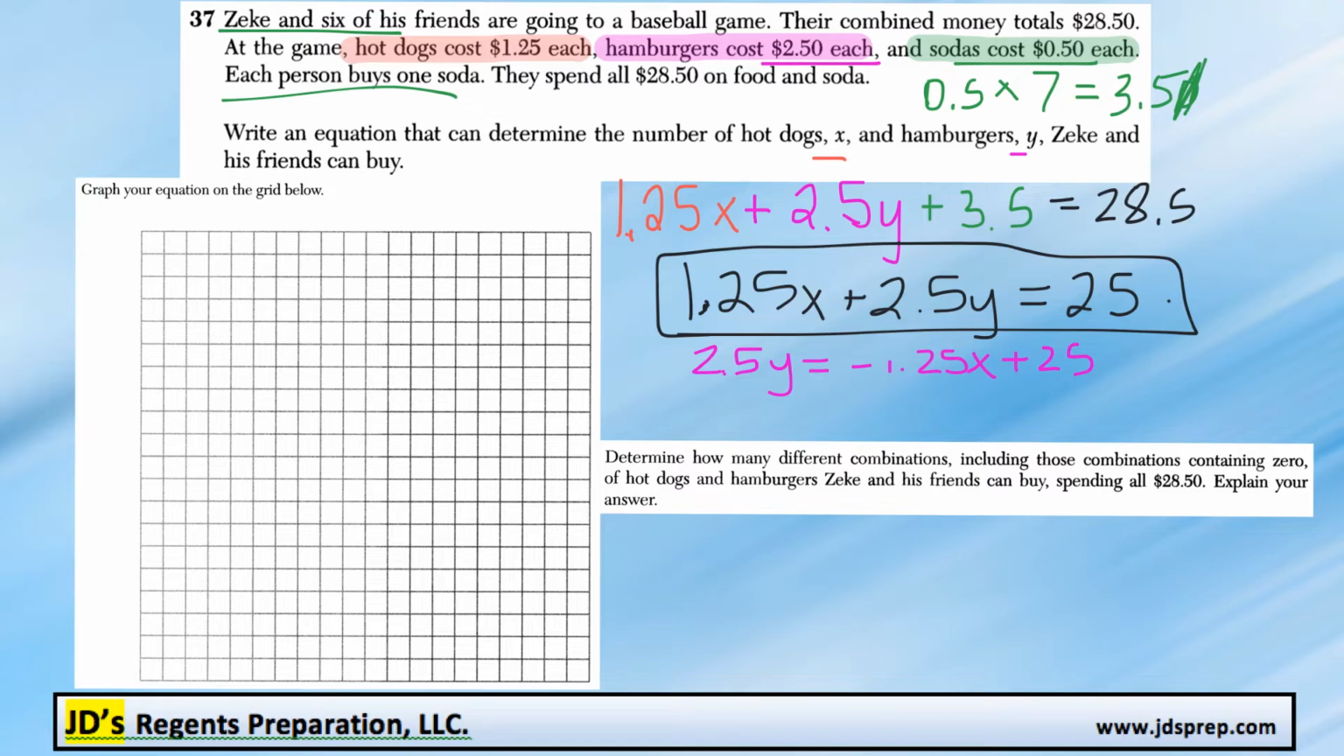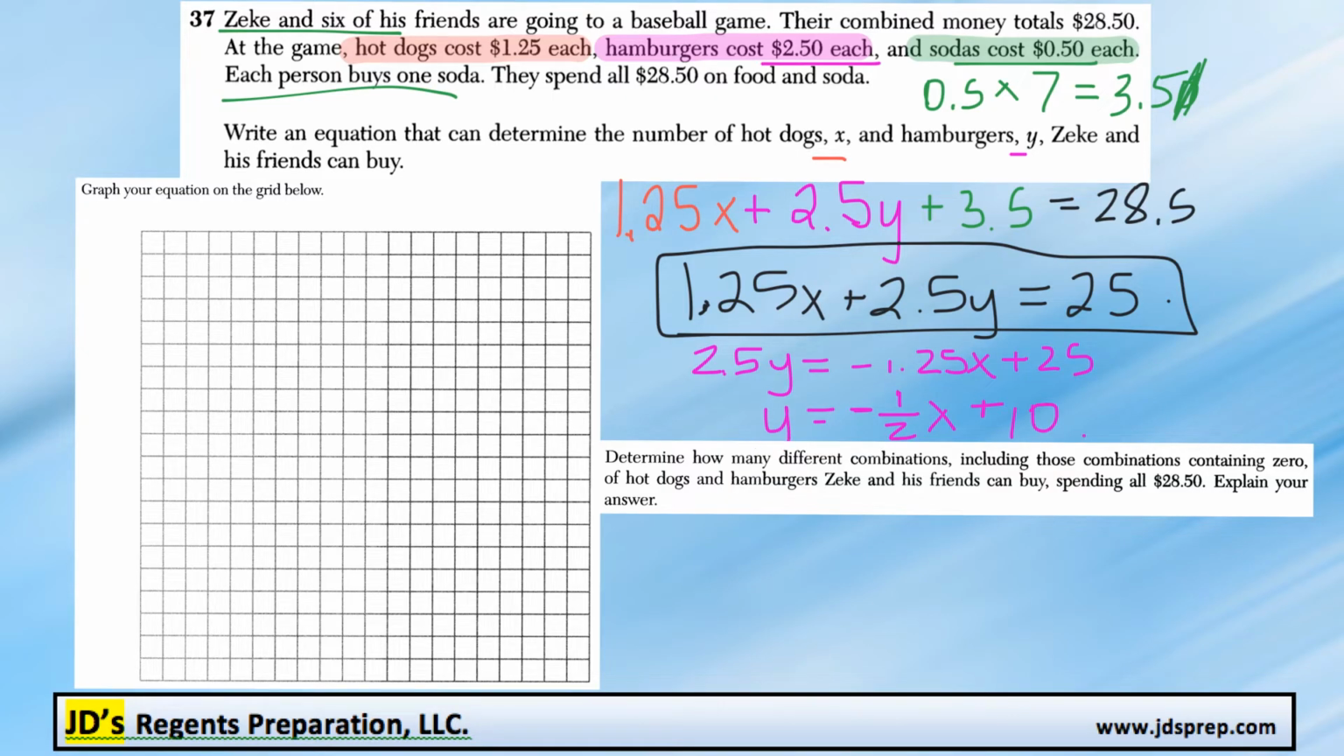And then to completely isolate y, we would divide each term by 2.5. Negative 1.25 divided by 2.5 gets us negative 1/2. So we'll get negative 1/2 x. And 25 divided by 2.5 gets us positive 10. Now that we have this equation written in slope-intercept form, it's a lot easier to graph. We know our y-intercept is 10, and our slope is negative 1/2.